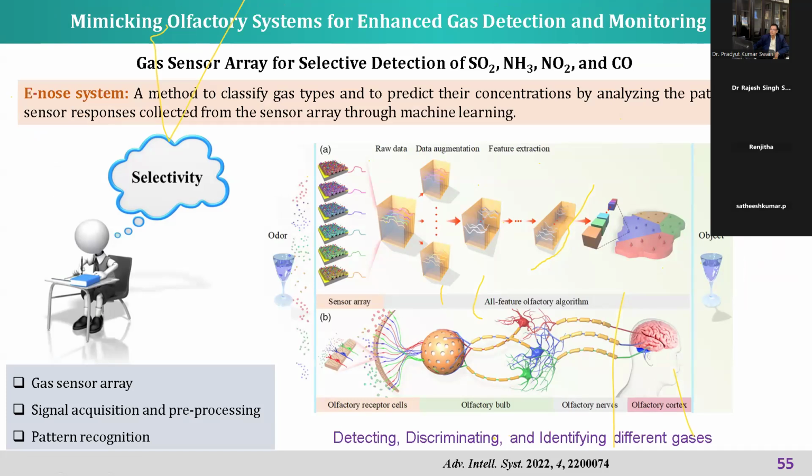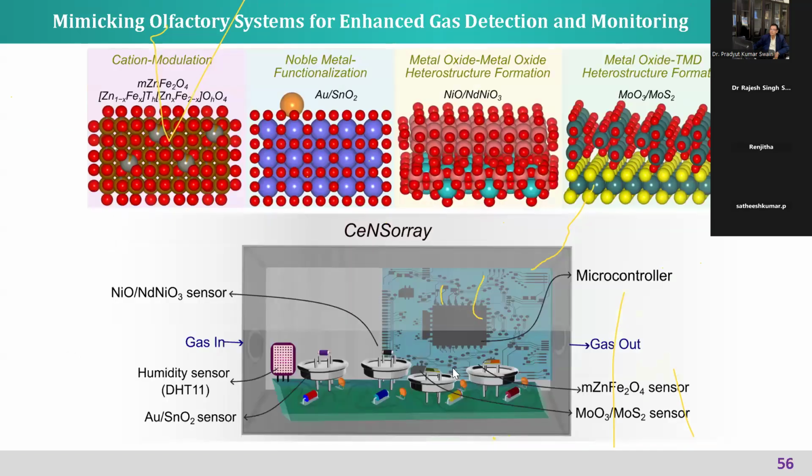As I told you, our interest is developing a sensing platform. A sensing platform is nothing but mounting sensors which are responsive to different gases on a single platform. Essentially, it will look like this. This is one platform where we have taken 4 sensors: a zinc ferrite sample, a gold-decorated SnO2 sample, a NaNO3 sample, and a MoO3/MoS2 interface sample, for the different gases.